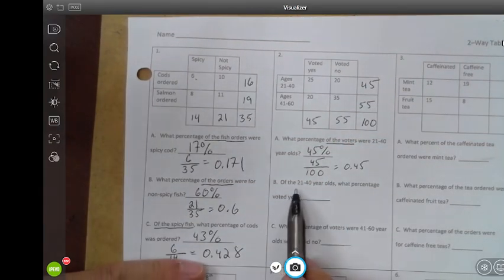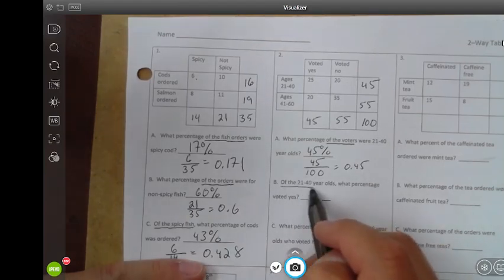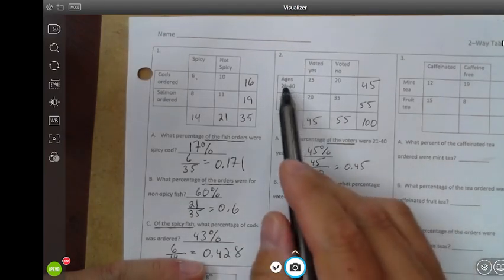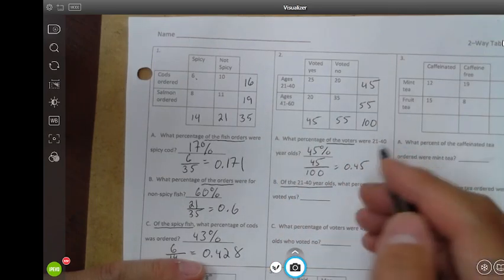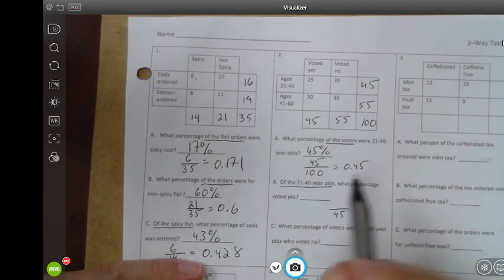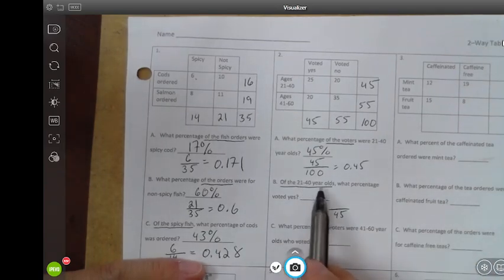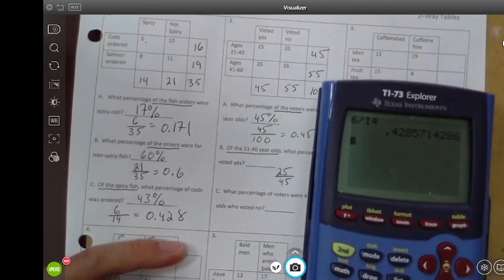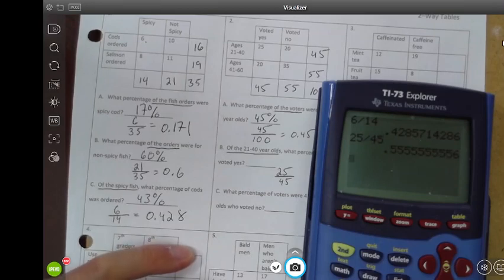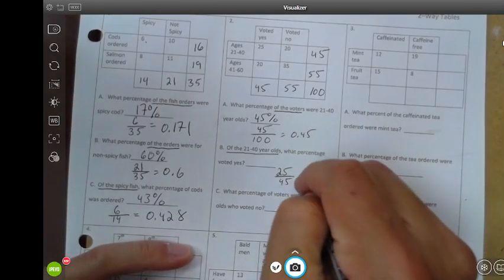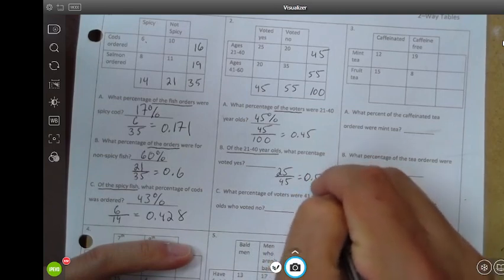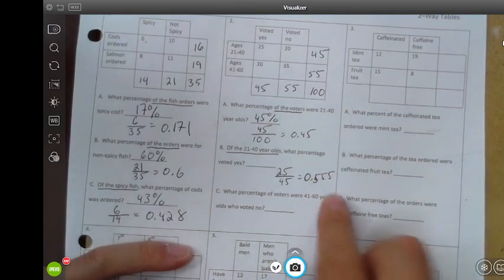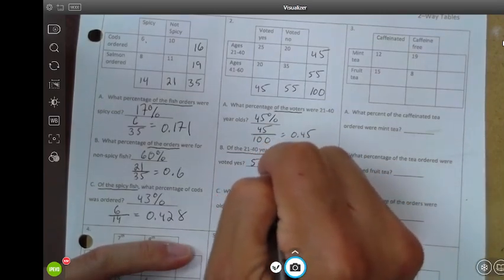B says, of the 21 to 40-year-olds, so it specifies the of here, of the 21 to 40-year-olds, so our denominator is going to be 45. Of those 21 to 40-year-olds, what percentage voted yes? Out of those 45, 25 voted yes. Okay, so I'm going to divide that, 25 divided by 45. Okay, and that gives me 0.555. That's 55.5%, so we'll say that's 56% when we're rounding.